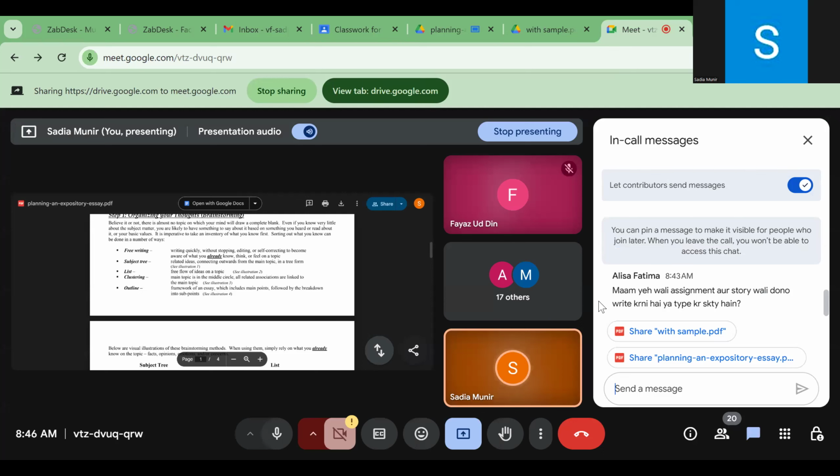They are separate assignments. One is on expository essay. The other one is on the group assignment that I gave you for your short story thingy.